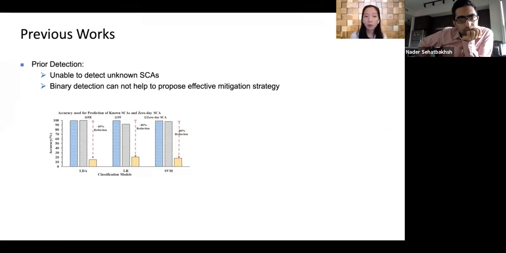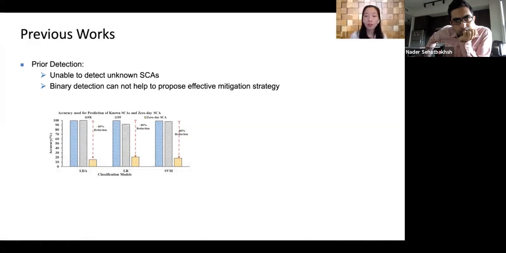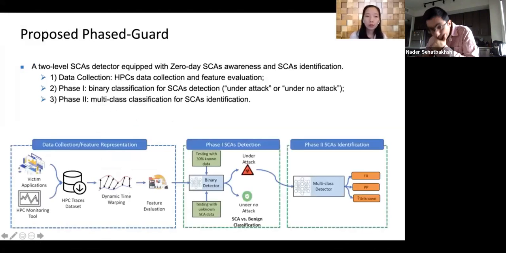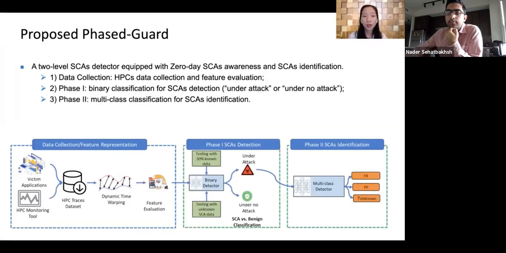Another drawback is that most of those works conduct a binary detection, which can only tell whether it is under attack or not, but cannot give the exact type of the attack, which might be very useful to propose an effective mitigation strategy. In order to address these 2 challenges, our work proposed FaceGuard. This is a 2-level side channel attack detector equipped with zero-day attack warnings and also side channel attack identification ability.